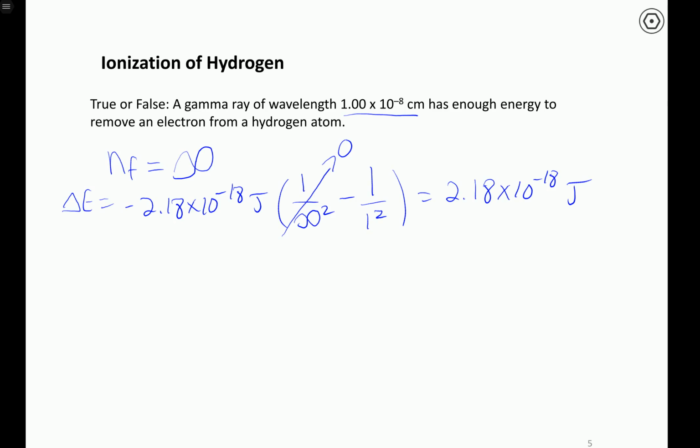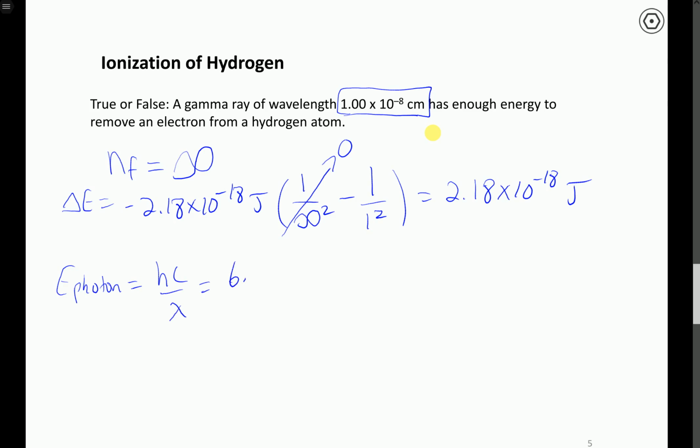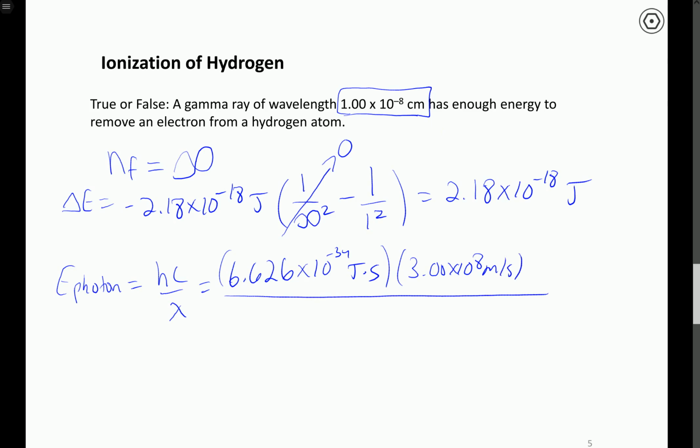Alright, so that's the ionization energy of hydrogen, and now we want to know, does this gamma ray up here have enough energy to do that? So we're going to calculate the energy for the photon using this equation, hc over lambda. Now one caveat here, when we use this equation, we have to have our wavelength in meters. Because we're getting an answer in joules, that comes from this Planck's constant here. We have our speed of light in meters per second. And so in order for those meters to divide out, in order for us to have the right units in our answer, we need our wavelength to be in meters as well.